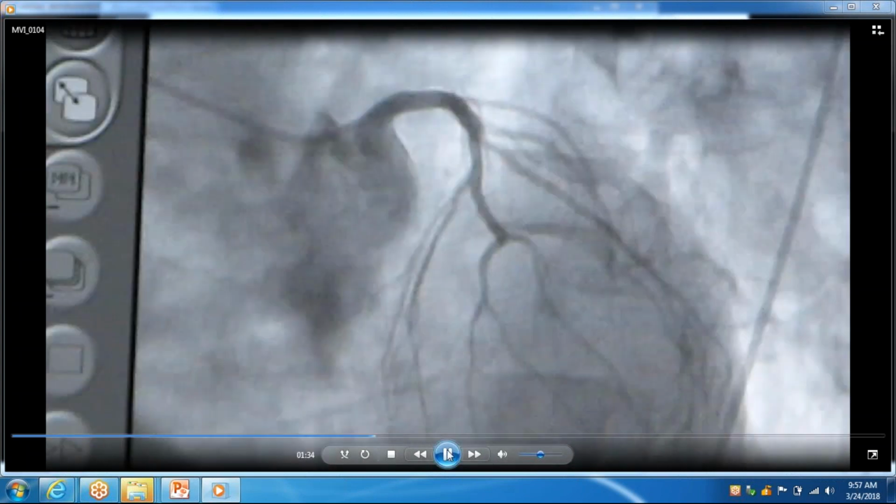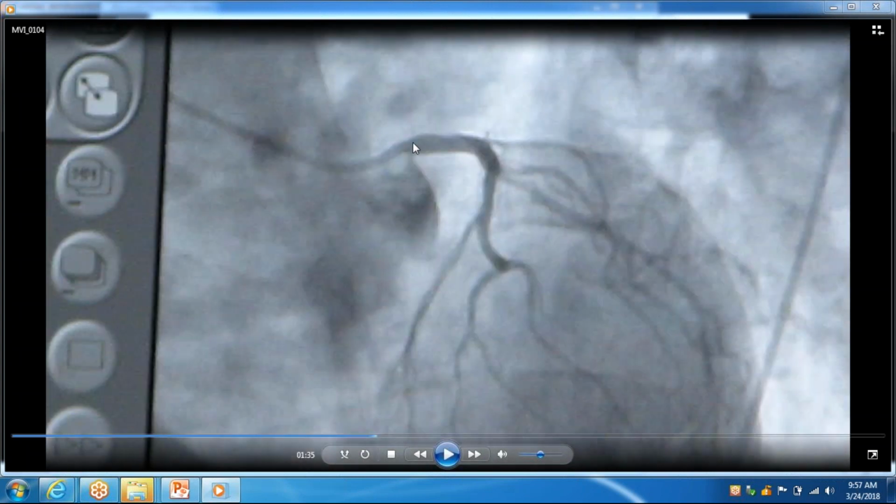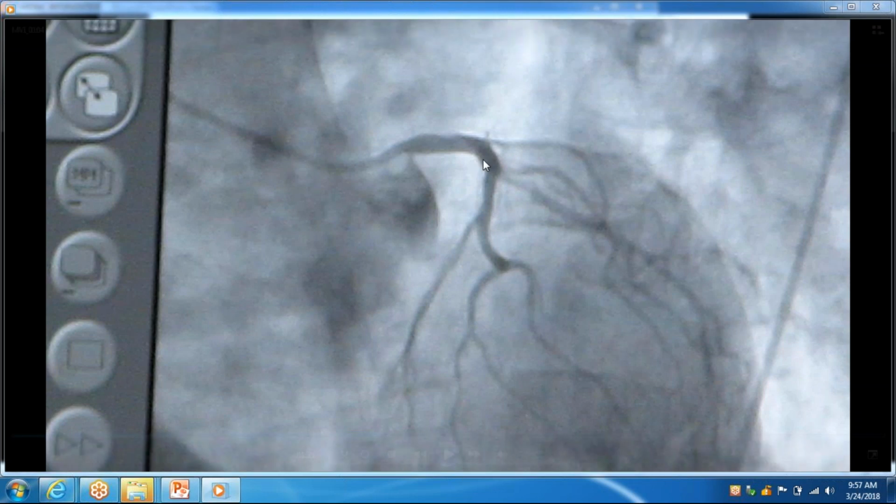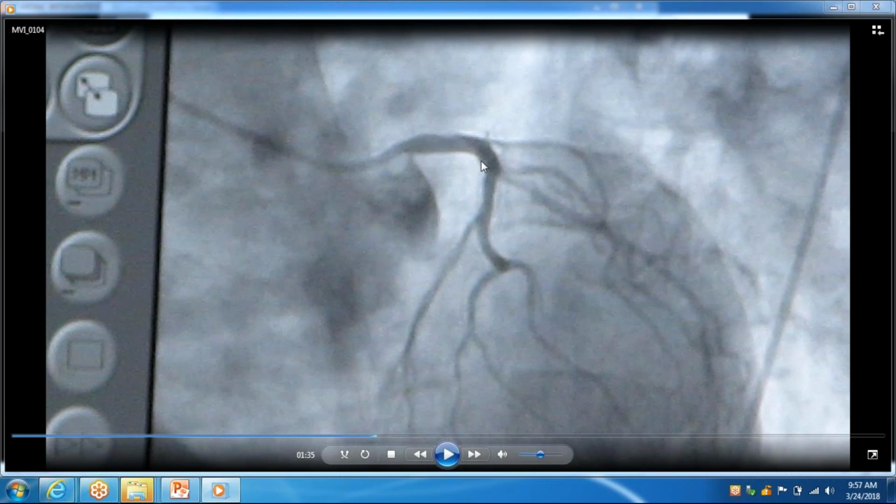So this is our left main coronary artery, and if you remember your anatomy, the left anterior descending coronary artery is going to come right down here. Left circumflex is going to be over there. This is a LAO cranial shot. So the left main, LAD, circumflex is over there.